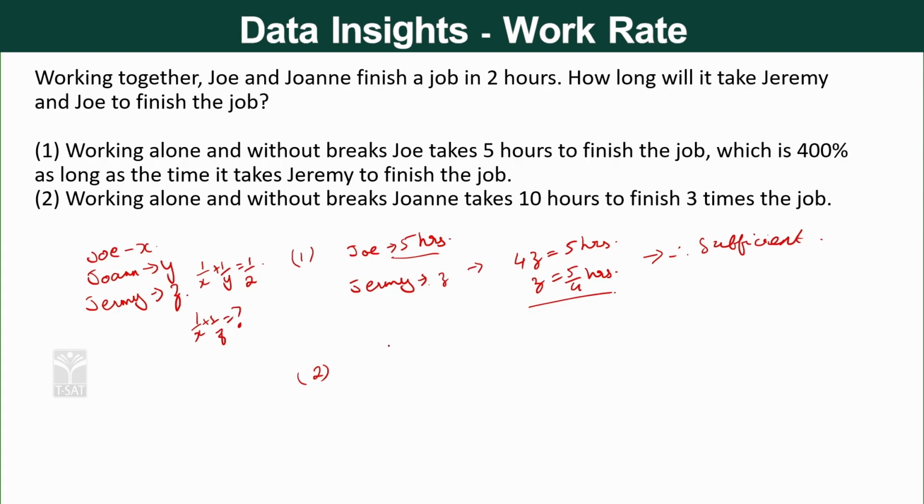Working alone and without breaks, Joanne takes 10 hours to finish 3 times the job. So, you only know about Joanne, you only know about y, that it takes 10 hours to finish 3 times the job. So, therefore, you can only calculate the speed with which Joanne is working, but nothing about Joe and Jeremy. So, this is not sufficient to answer the question.